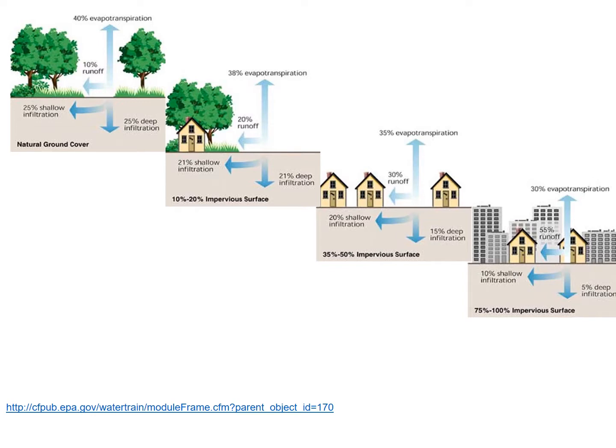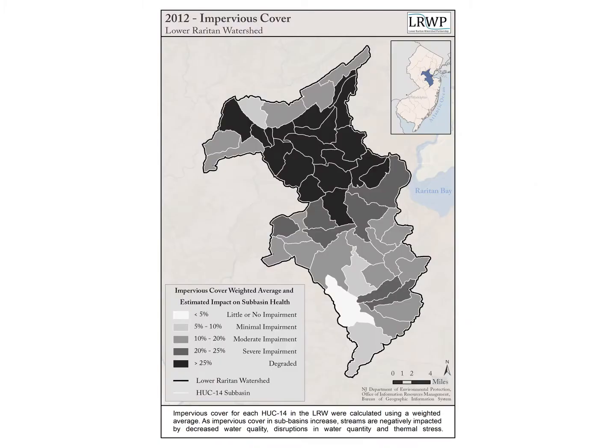You see another increase in the more dense residential area in the third graphic. The fourth and final graphic represents a very urban setting where there is 75 to 100% impervious surface. Here, over half of the precipitation runs off into adjacent streams or rivers.